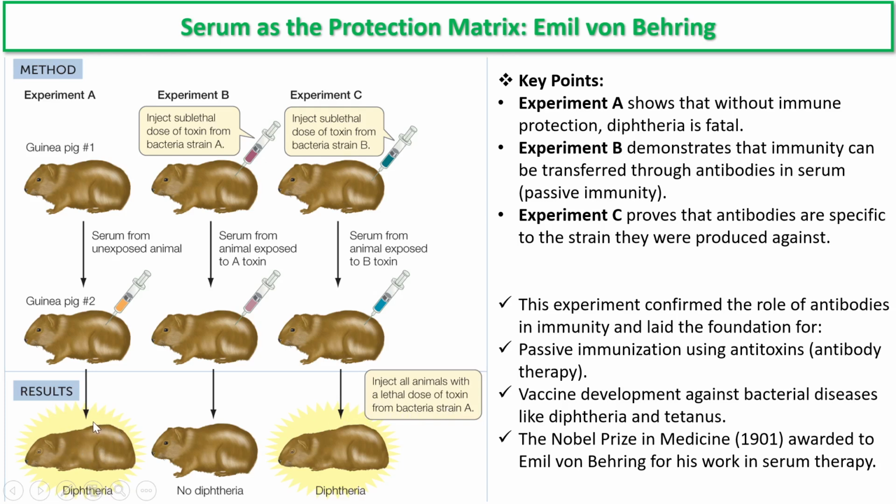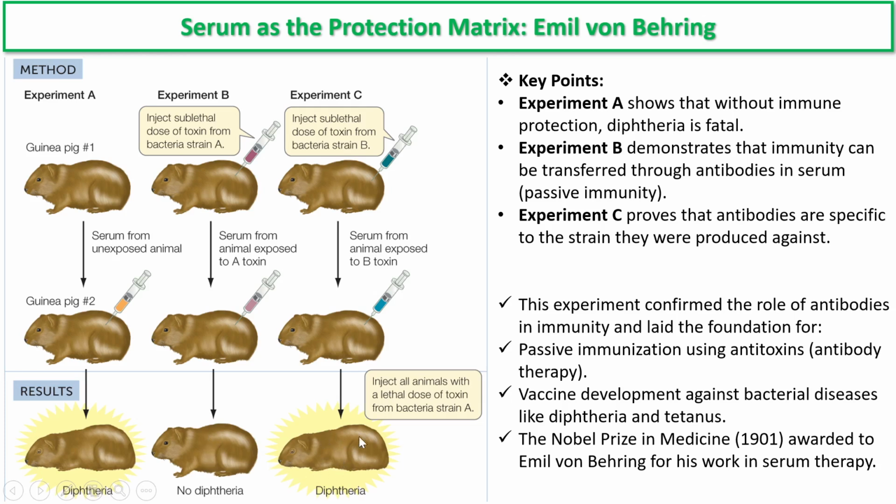So this particular one is dying because it did not have any kind of immunity to any toxin, whether A or B, nothing is there. It was completely healthy, so it is dying. And in this case, its serum contains toxin A. The body has already started producing toxin A, so it is ready to fight against this bacterial strain A. So it is not getting infected.